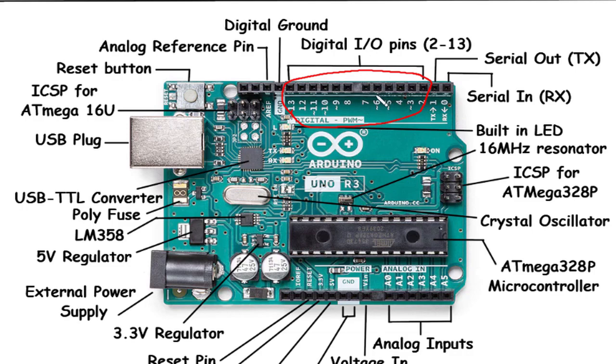Additionally, the Arduino Uno Rev3 has a serial out pin, TX, and a serial in pin, RX, for serial communication. These pins are used for data transmission and reception between the board and other devices or modules, such as a computer or another Arduino.